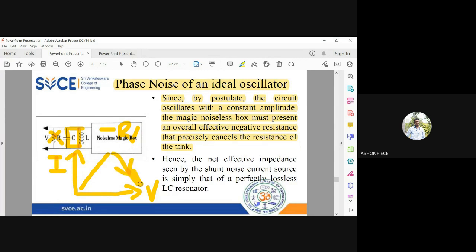So this region of the graph is an unstable region. And if you bias your device in this region, it will start oscillating. So that is why we indirectly put a minus R to bring the negative resistance concept inside your oscillator.